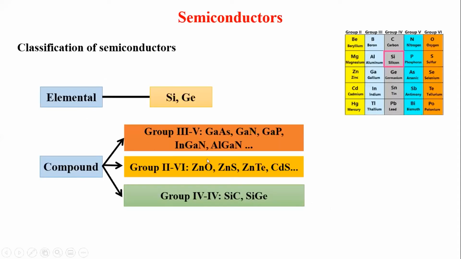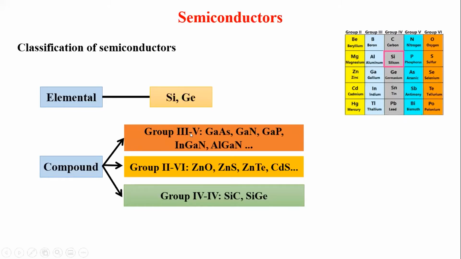All right, let's see some examples. In the elemental, we know silicon and germanium are called elemental semiconductors since only silicon is there and only germanium is there, only one element. Whereas in the compound, there are many possible combinations. Let's say technologically important ones, what we are using now in day-to-day life. We can see those groups.